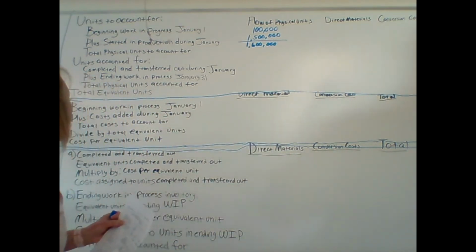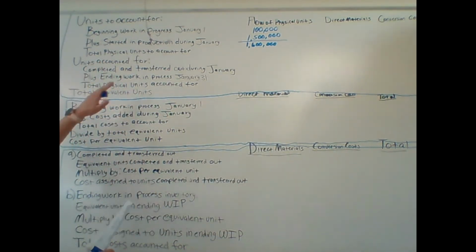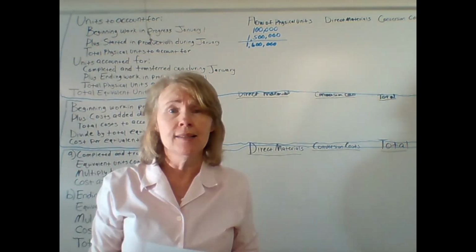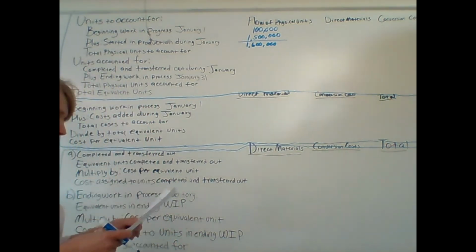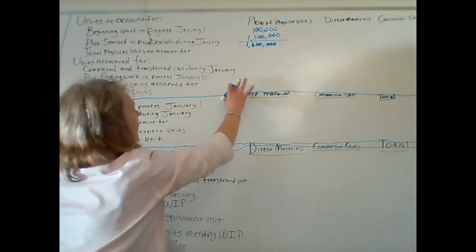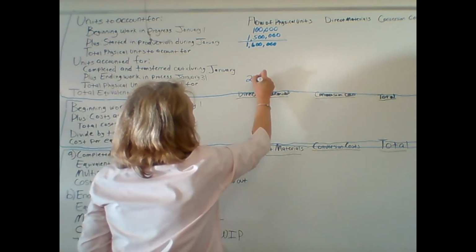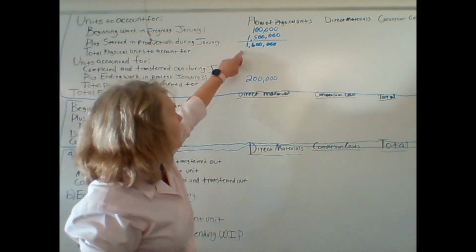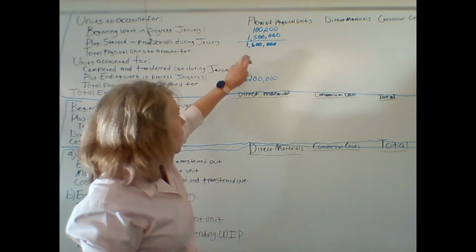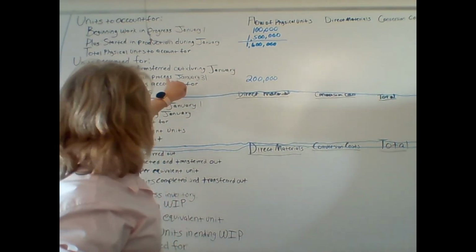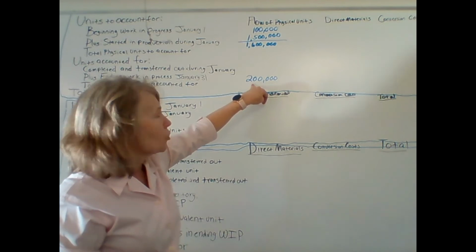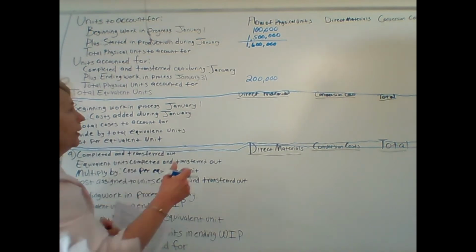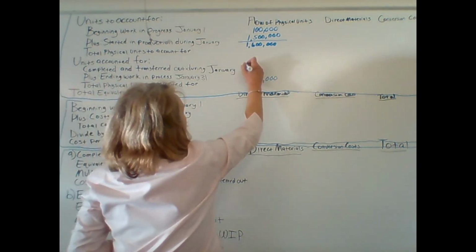Okay? All right, now, units accounted for, completed and transferred out during January. I don't have that number. Remember, you're going to back into that number. All right, but what I do have is the ending work in process. I do have the 200,000. Okay, so the total physical units, 1,600, were in there. Here's what's still left in work in process, 200. So what happened to the difference? 1,600 minus 200, those were completed and transferred out. So that is 100%.